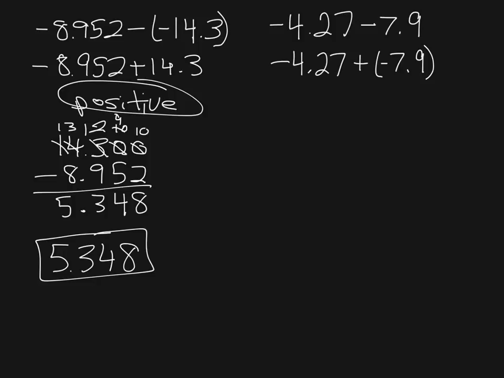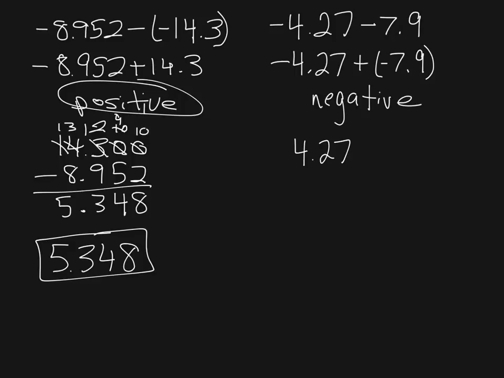So I want to decide, is this going to be positive or negative? Now I have two negatives that I'm adding together. There aren't any positives here. Nothing's going to cancel out. My answer is going to be negative. And because I don't have any positives, what I'm really doing is I'm just taking all these negatives and putting them together. So I'm really just adding the absolute values of these numbers together.